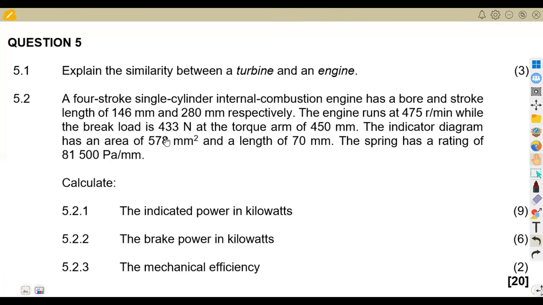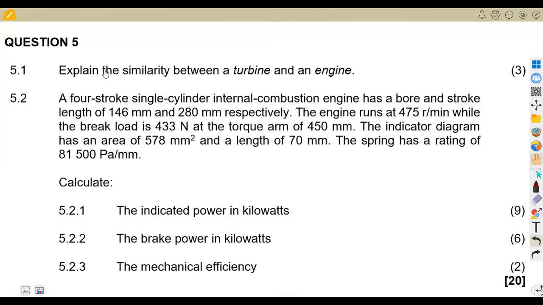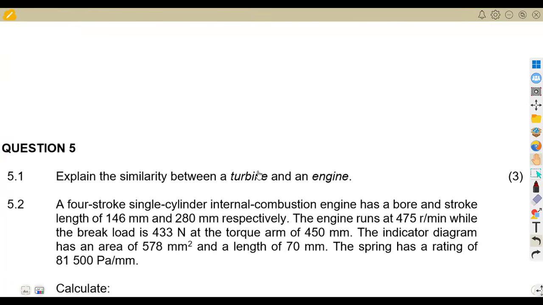This is the August 2022 exam, working on the internal combustion engines. You're given 20 marks on this question number 5, everything on the internal combustion engines. We're just going to see the first part, where we're asked to explain the similarity between a turbine and an engine. That is, what do we consider to be a common thing between these two?